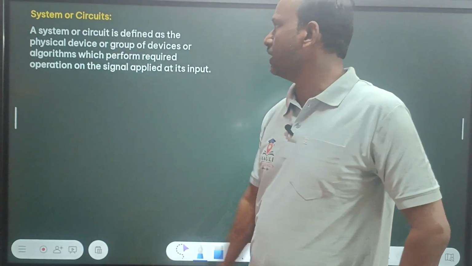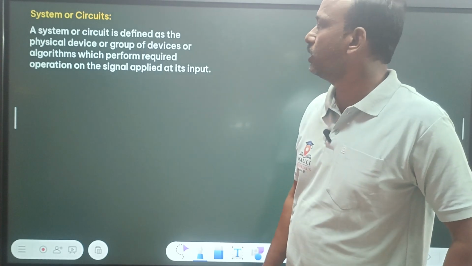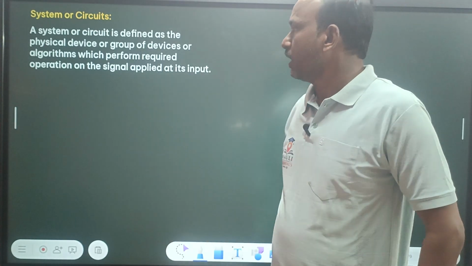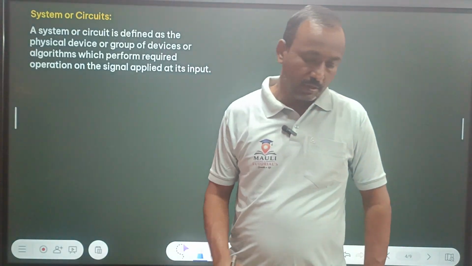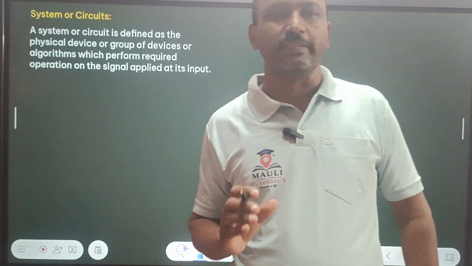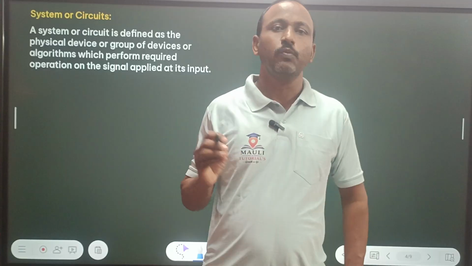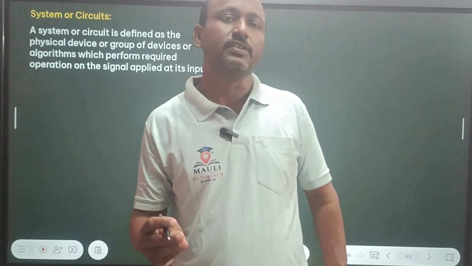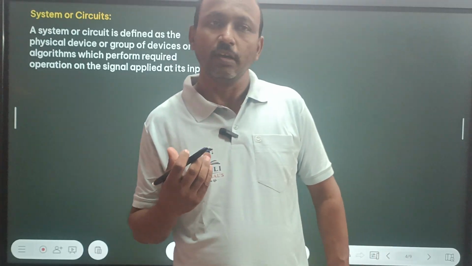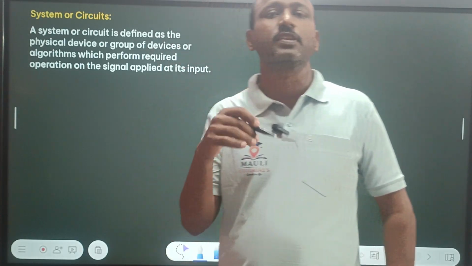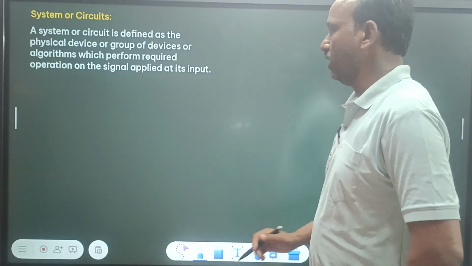See the definition of the system or circuit. A system or circuit is defined as the physical device or group of devices or algorithm which can perform a required operation on the signal applied at its input. If we consider a number of devices that are interconnected to each other and we apply a particular signal at its input, then that system processes that applied input and produces a desired output. That is nothing but the system. This is the simple definition of the system or circuit.